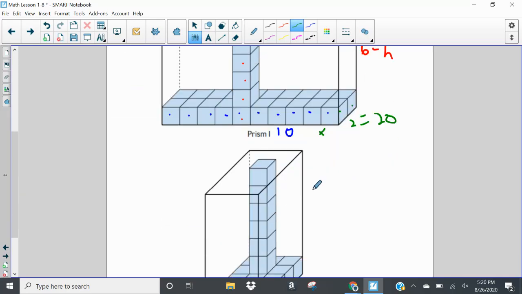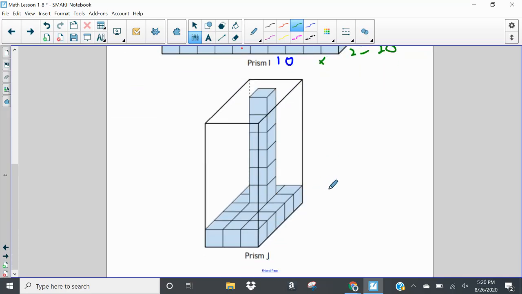Let's look at J. Take a look at J now. Let's look how many cubes are in one layer on the bottom there. Let's do the length and width real quick. 1, 2, 3 by 1, 2, 3, 4, 5. Multiply that, and that's how many there are. That would be a total of 15.